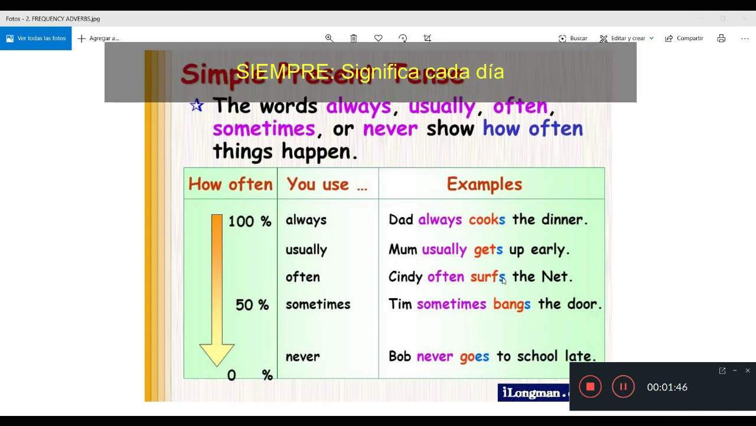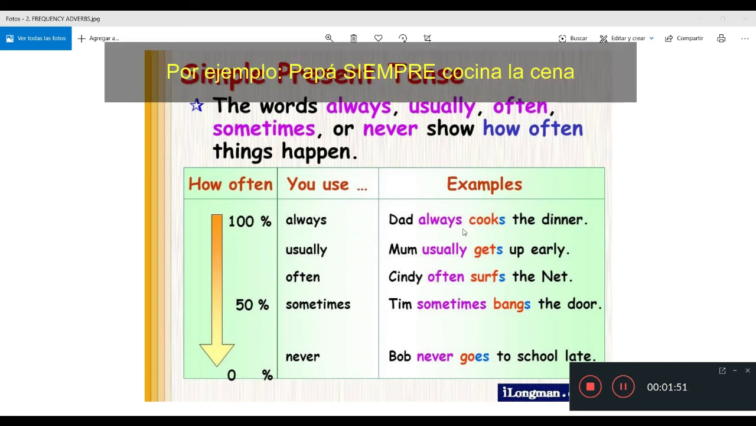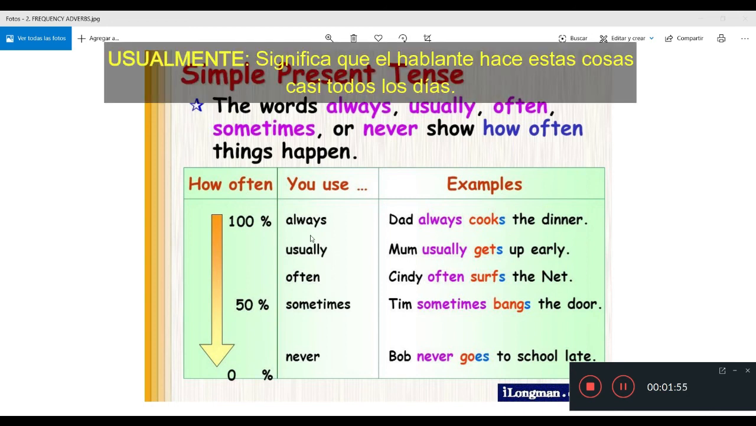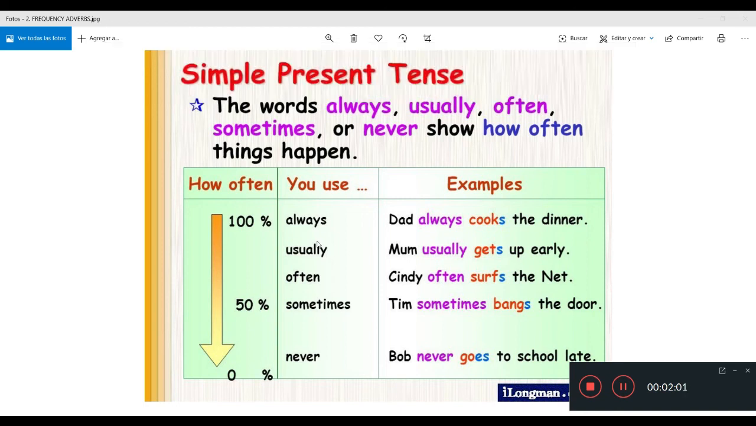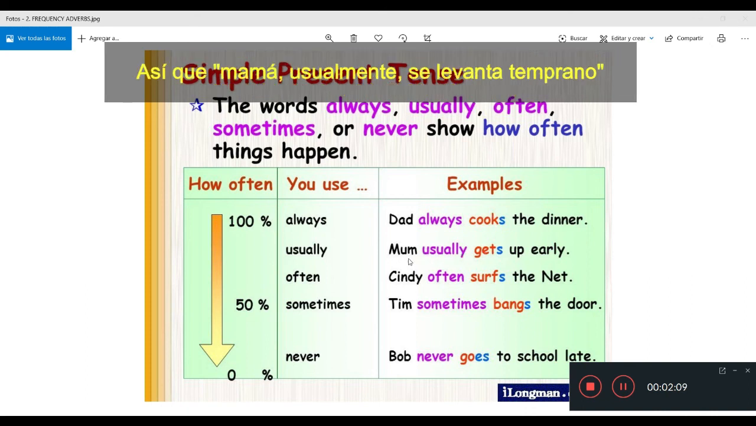Always means every day. For example, Dad always cooks the dinner. Usually means the speaker does these things almost every day. Mom usually gets up early. Why? Because mom sometimes doesn't work, so mom usually gets up early.